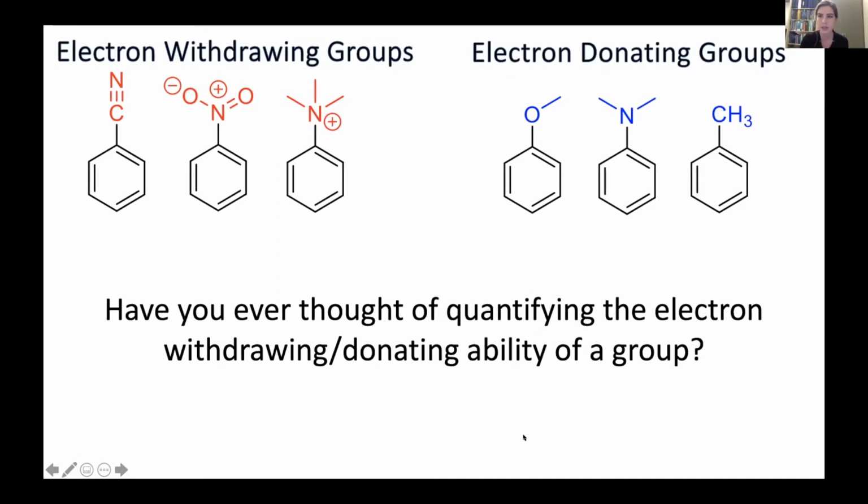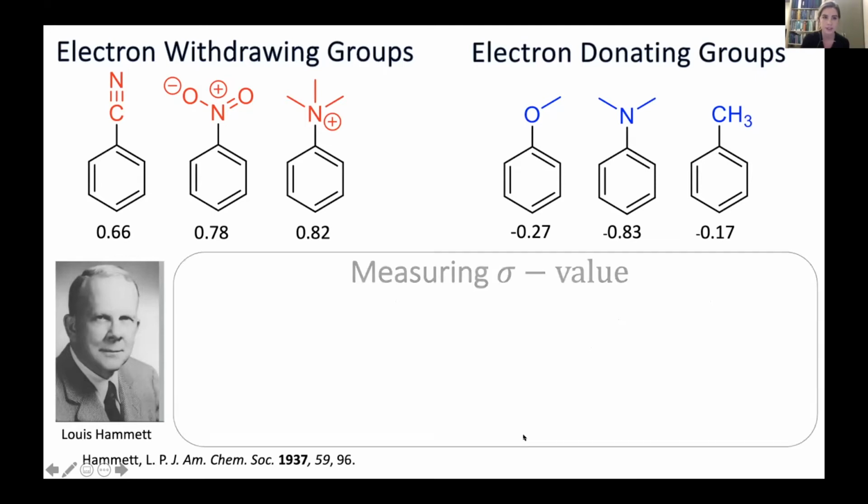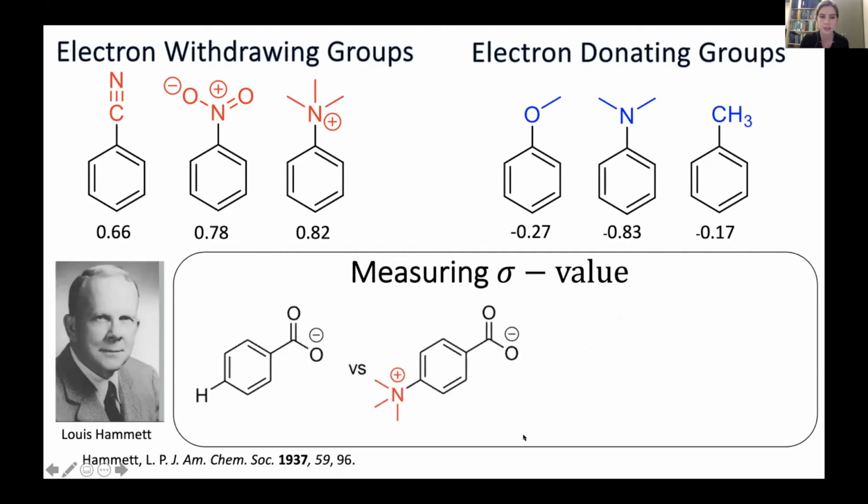So Lewis Hammett wondered the same thing in the 1920s. He wanted to assign a value for each substituent to tell you exactly how strong it is at withdrawing or donating groups. So he came up with something called sigma values. To measure sigma values, what he did was he started with benzoic acid, which is shown on the left, and he added various substituents. And when he did this, he also measured the change in pKa.